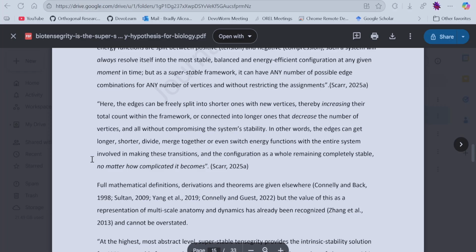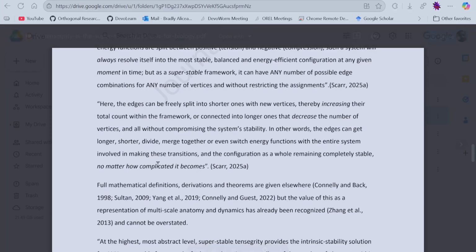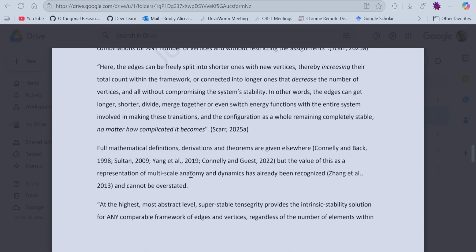And the configuration as a whole remains completely stable, no matter how complicated it becomes. And I guess that's true. I mean, I'd like to see some simulations where you really try to break the tensegrity structure, because at some point there must be a failure mode, and it'd be interesting to know what that is.